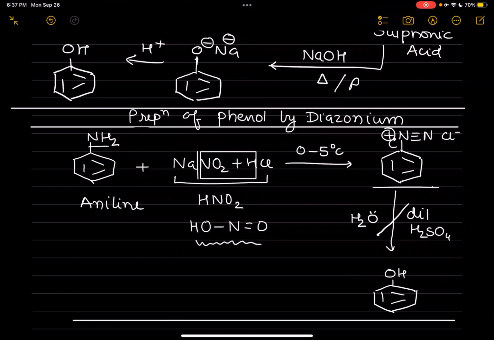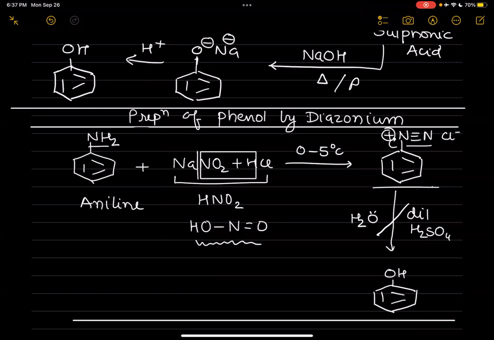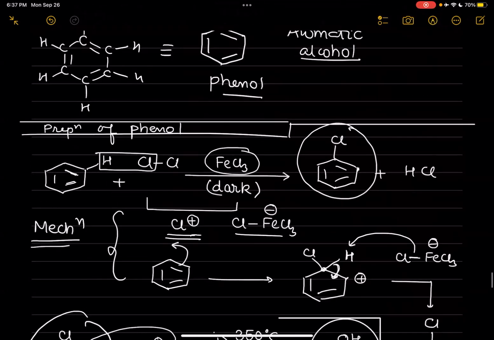So NH2 actually reacts with this nitrous acid and changes itself to N2 plus diazonium, and this diazonium is reacted with dilute H2SO4 that gives us phenol. Okay, and that is a method for the preparation of phenol, right? And there is one more method which is very, very famous.